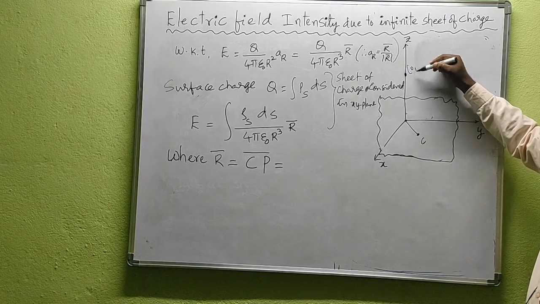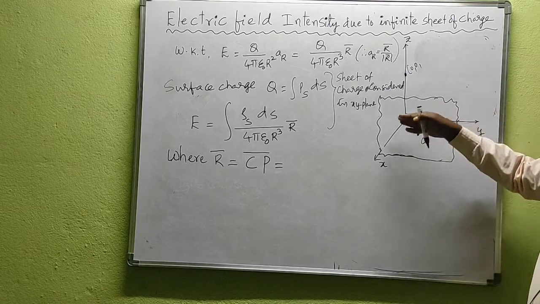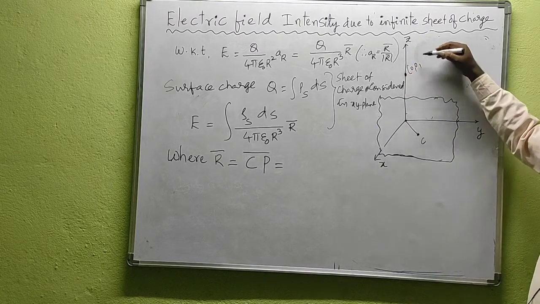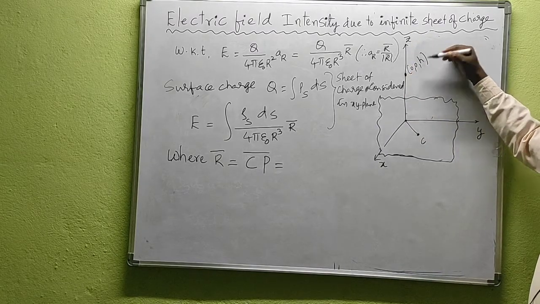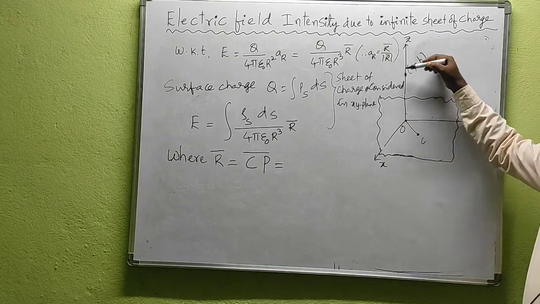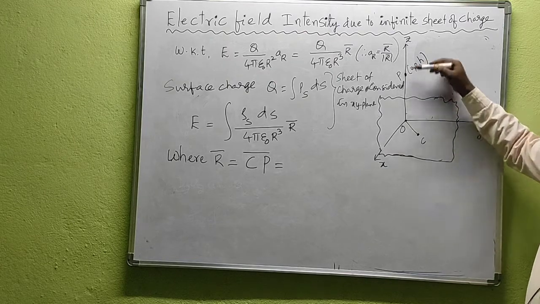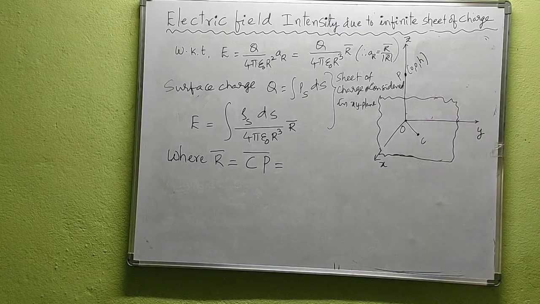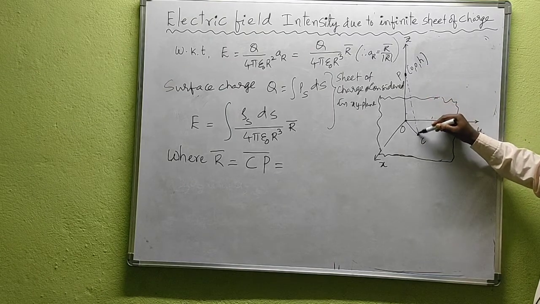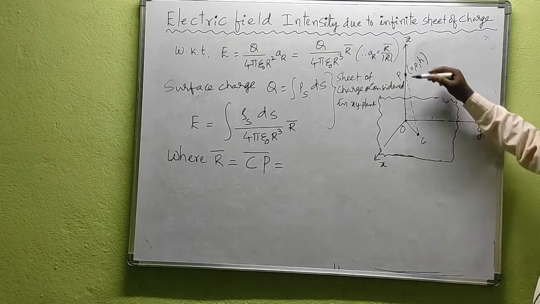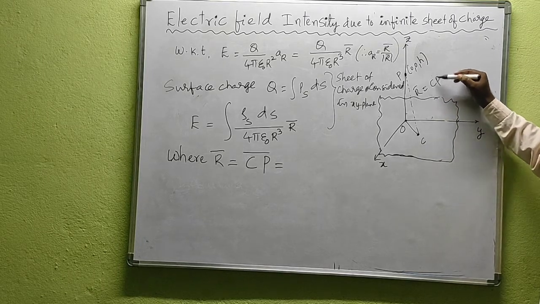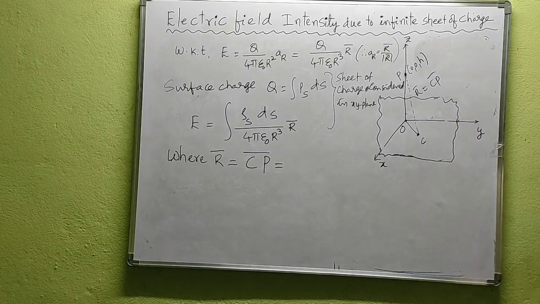That field point is (0, 0, h), because it is on the z axis, which means the x component is 0, the y component is 0. I considered the z component as some h. From the origin to this point P, the distance is h. Let us join these 2 points: that is C and this one is P. Then we will get R bar. R bar is nothing but CP bar.